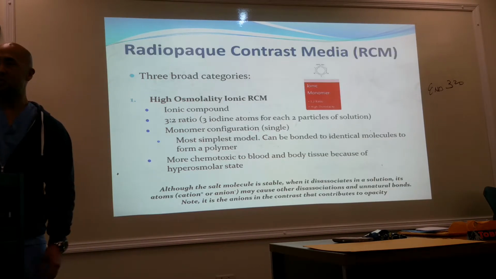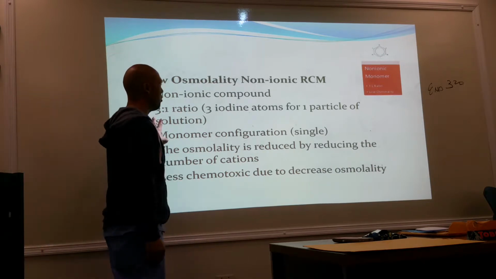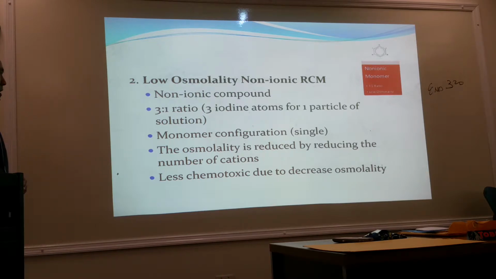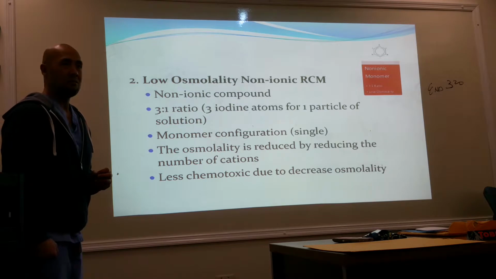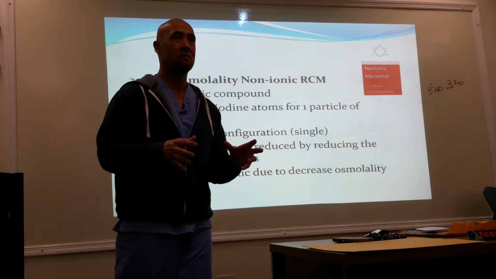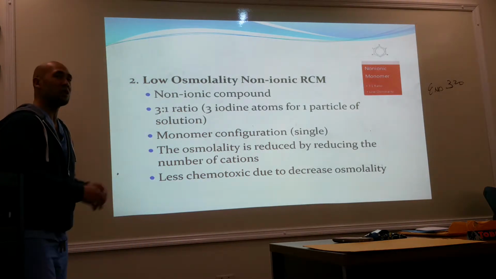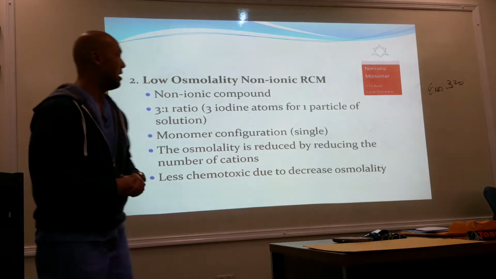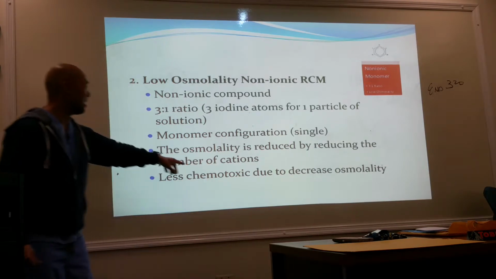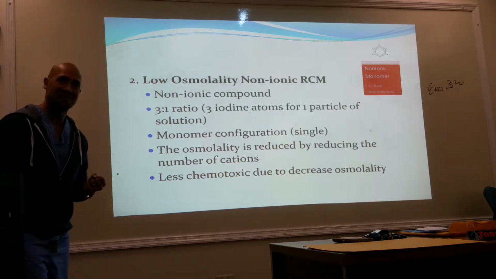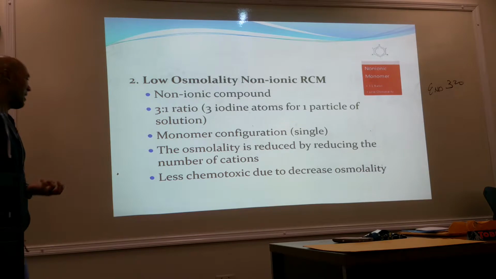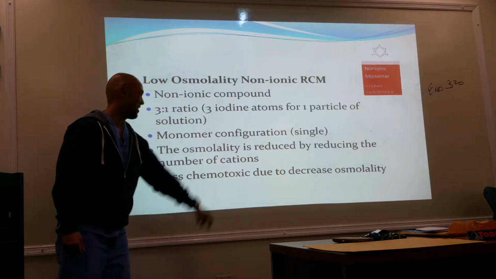Next one here is low osmolality, non-ionic. The difference between this one and this one is that instead of 3 to 2, we have 3 iodine atoms for each of the molecules. The osmolality we're talking about here, is it weight or volume? Weight. Okay, talking about the weight of iodine in a solution. The weight of iodine in the solution is reduced because we are removing the number of cations in the solution. It's cation. Okay?